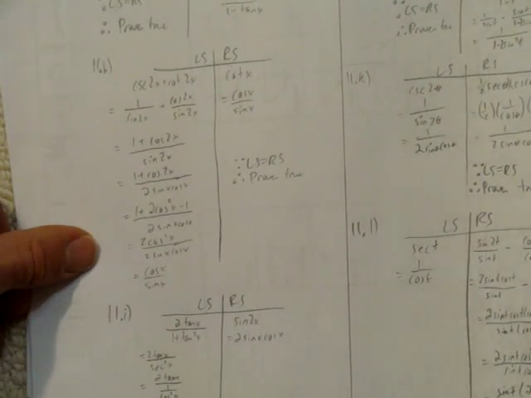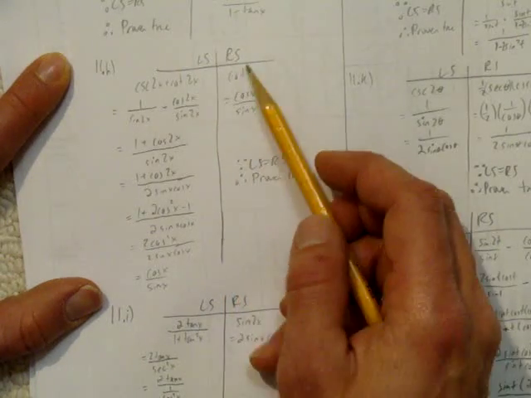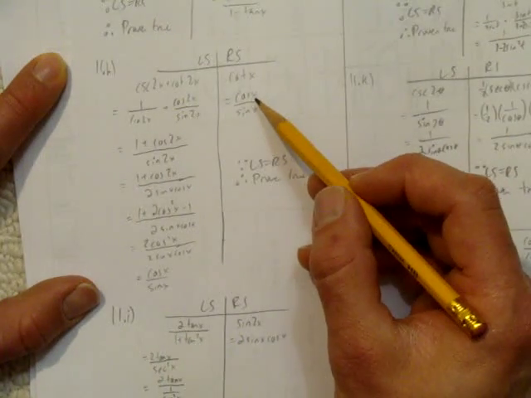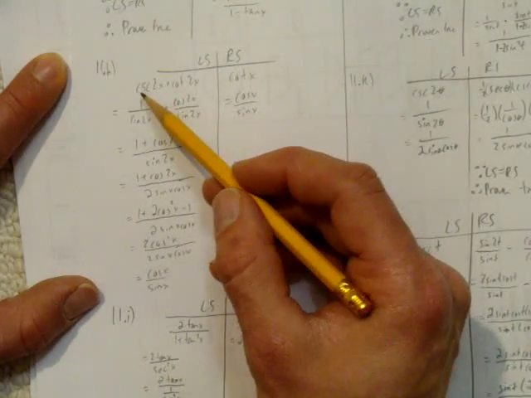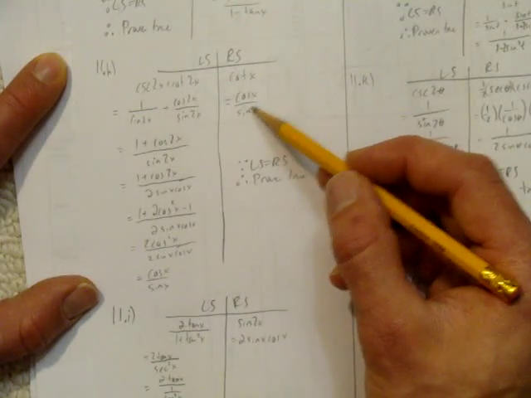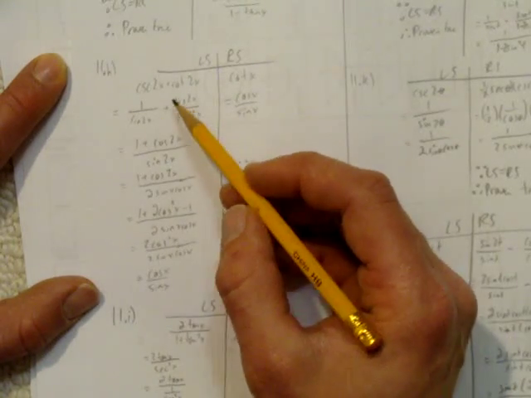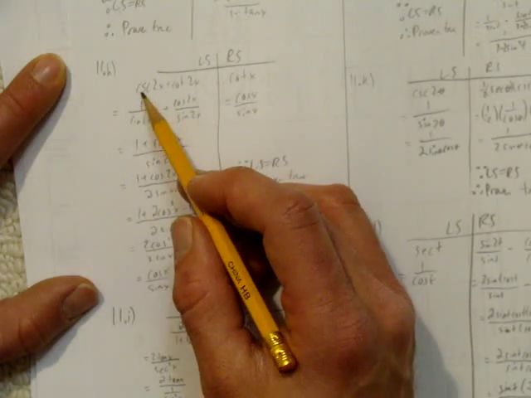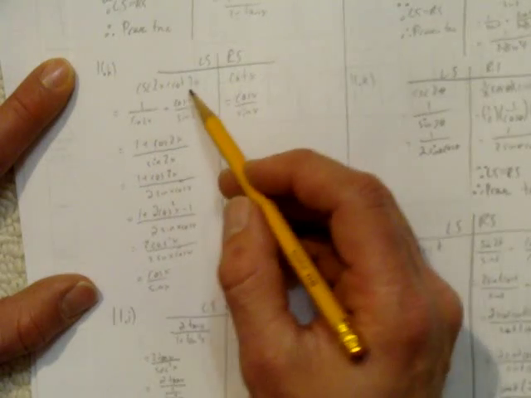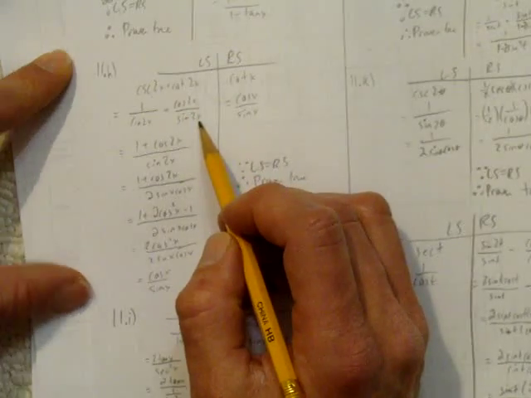For 11h, I'm trying to prove that cosecant of 2x plus cotangent of 2x equals cotangent x. Well, I first started with the right-hand side, said let's make cotangent cosine over sine. I did that because I saw I had cosecant here, which means I was going to be working with 1 over sine, which probably meant I'd want some sines. And so I flipped the cotangent into cosine over sine. Back to the left-hand side, cosecant of 2x. Cosecant is 1 over sine, so cosecant 2x is the same as 1 over sine 2x. And cotangent of 2x would be cosine of 2x over sine of 2x.